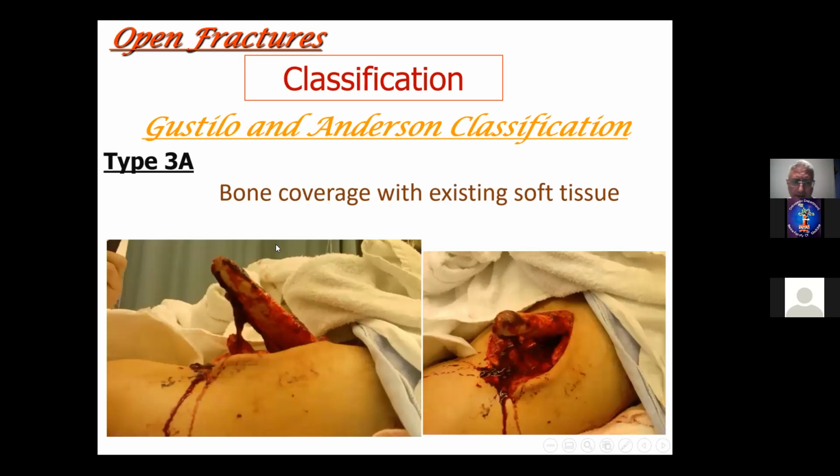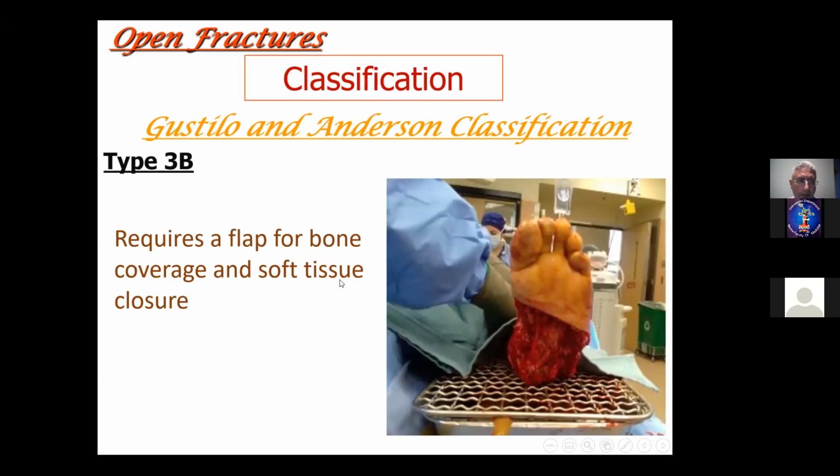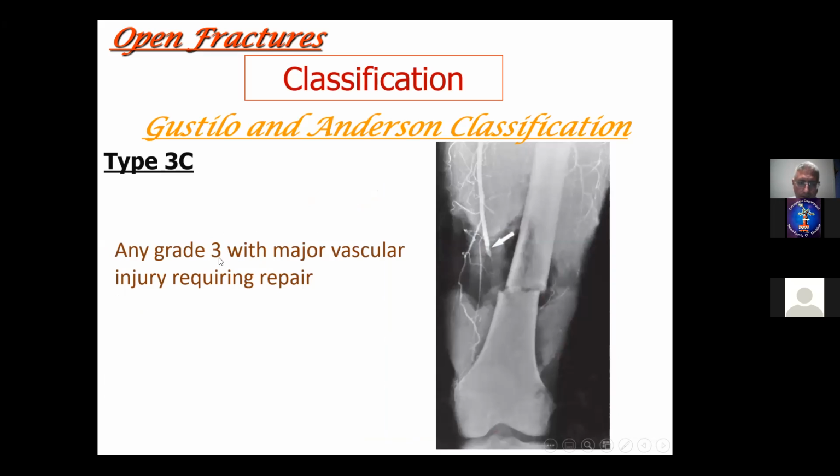Type 3 is subdivided into A, B, and C. In 3A, we have adequate soft tissues available for coverage of the bone. So this can be reduced and covered by the existing soft tissues. Type 3B requires a flap, as we see here. And type 3C is any grade 3 with major vascular injury requiring repair, as we see here in this angiogram.